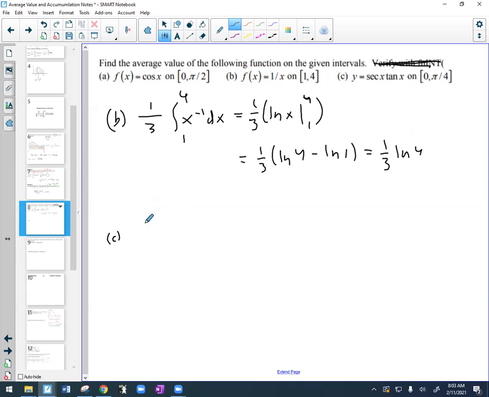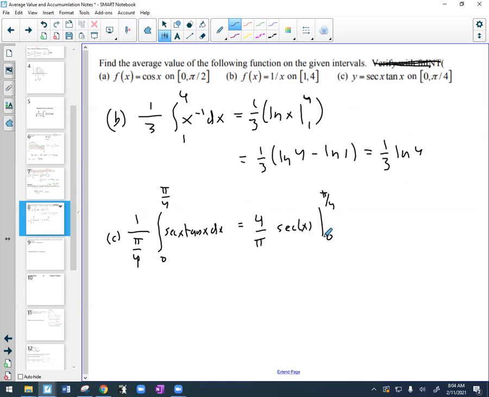For c, you do something similar, 0 to pi over 4. So 1 over b minus a is 1 over pi over 4, times the integral from 0 to pi over 4 of secant x tangent x dx. The pi over 4 becomes 4 over pi, the reciprocal. The antiderivative of secant tangent is just secant. So secant x running from pi over 4 to 0.